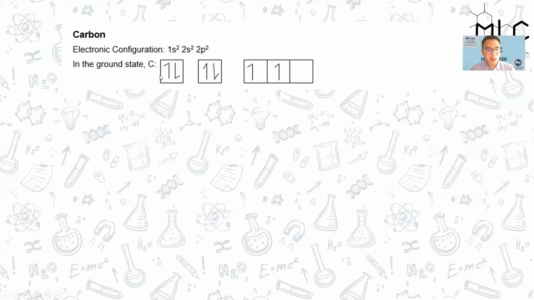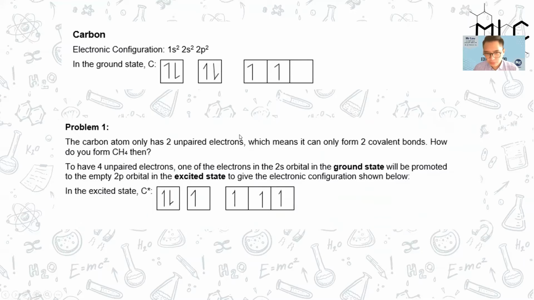But if you look at carbon in the ground state, the electronic configuration is 1s2, 2s2, 2p2. There are only 2 unpaired electrons, which means that carbon by right should only be able to form 2 sigma bonds. So how do we overcome this problem? We just need to excite one of the electrons from the 2s orbital into the 2p orbital. We call this the excited carbon. You will now realize that there are 4 unpaired electrons, allowing you to form 4 sigma bonds.